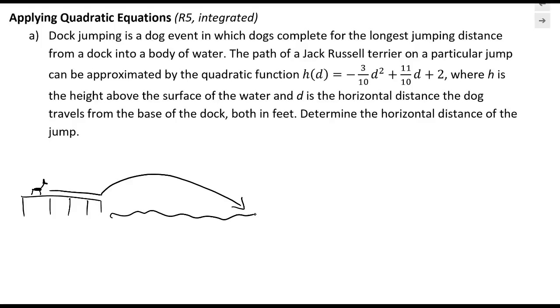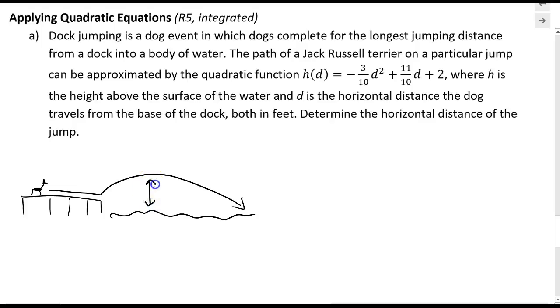So in this particular case, the path of a Jack Russell Terrier, which is a type of dog, on a particular jump can be approximated by the quadratic function h of d, so the height compared to the distance, is equal to -3/10 d squared plus 11/10 d plus 2, where h is the height above the surface of the water and d is the horizontal distance the dog travels from the base of the dock, both feet in. Determine the horizontal distance of the jump.